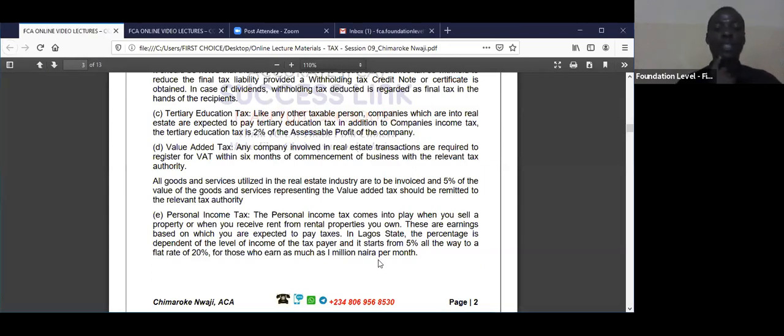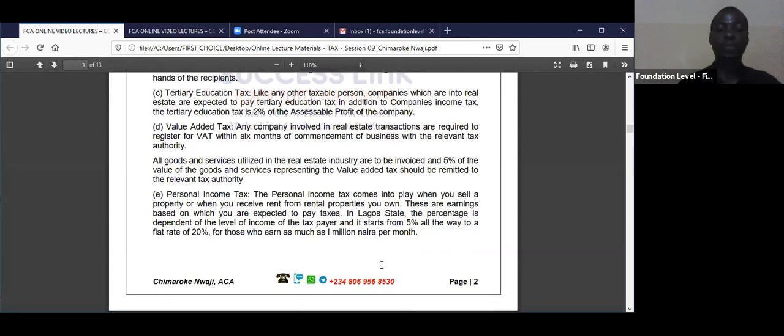Personal income tax comes into play when you sell a property or when you receive rent from rental properties that you own. These are earnings based on which you are expected to pay tax. In Lagos State, the percentage is dependent on the level of the income of the taxpayer, and it starts with 5% all the way to 20% for those who earn as much as 1 million naira per month.